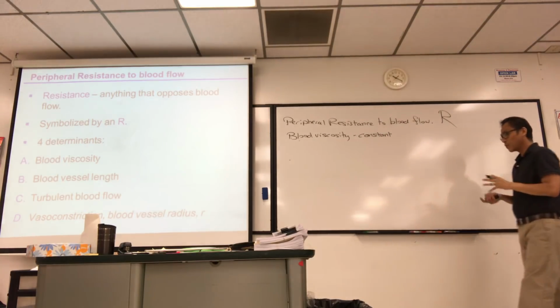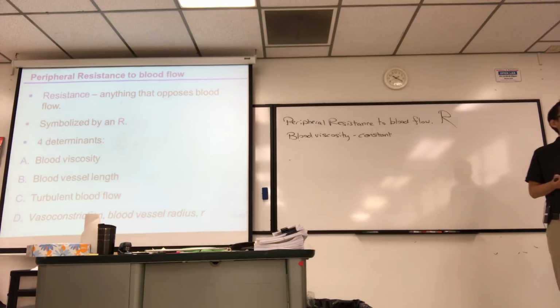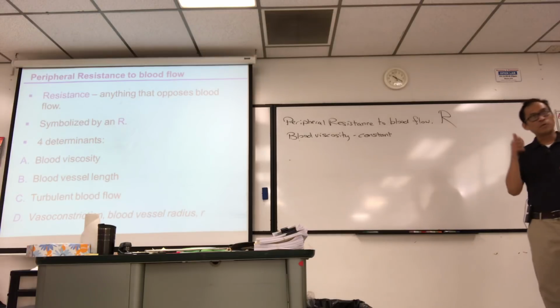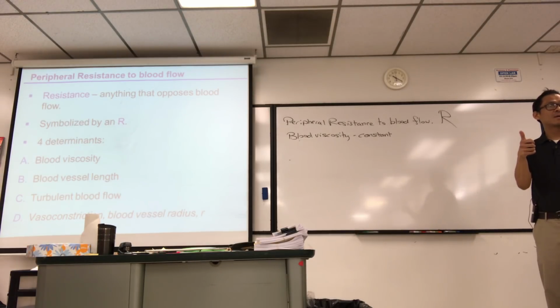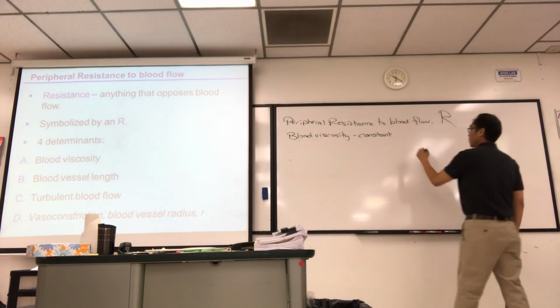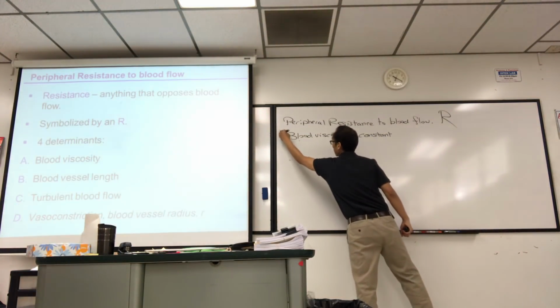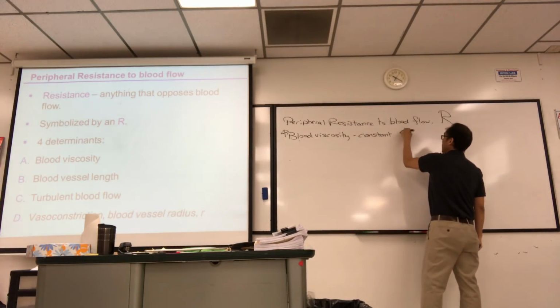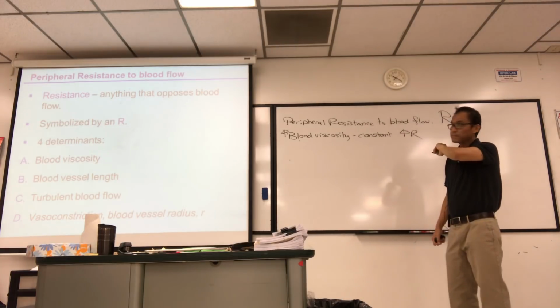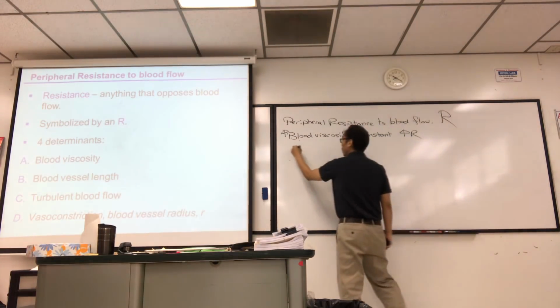It's just the physical goopiness of your blood. Like, for example, syrup is more viscous than water, right? The thickness of it. And it's largely determined by your hematocrit, and in adults, that usually doesn't change. So it's pretty constant. So I don't talk about it too much. But the rule is, if you increase viscosity, you increase capital R. Okay. All right, blood vessel length.